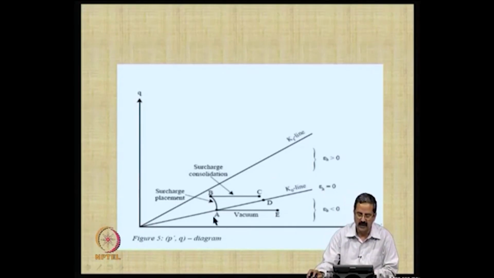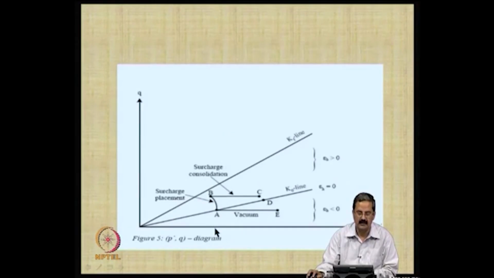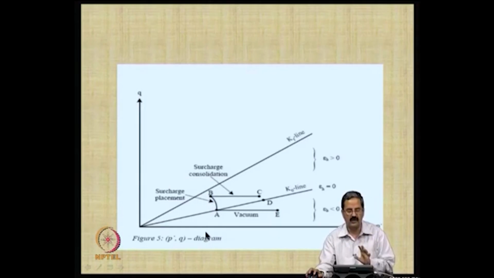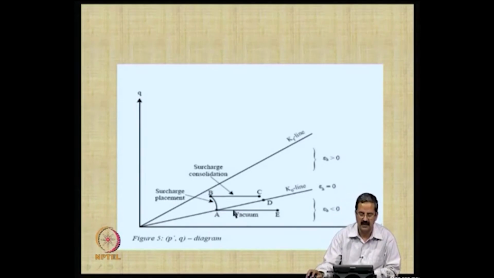So, what we do normally, now you start loading in the field. By the process of surcharge placement, what are you doing? Because the rate of loading is faster than it can consolidate, you can see that the P value will come down. P dash is the mean effective stress, P dash here, then it will come down a bit up to B. There is a small difference, and that is why you have to control both. Why is it happening? That is because there is a pore pressure increase, because the consolidation rate is not very effective.